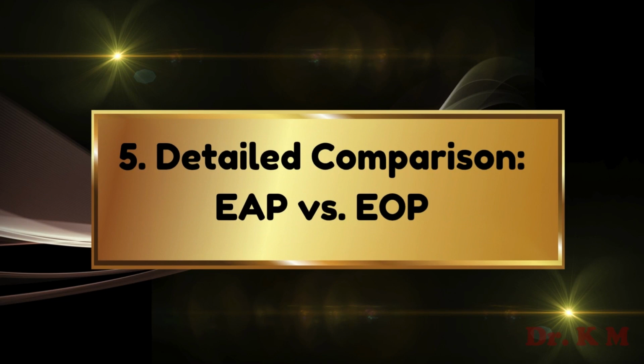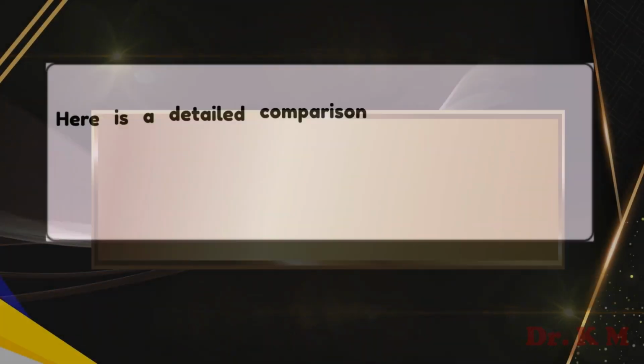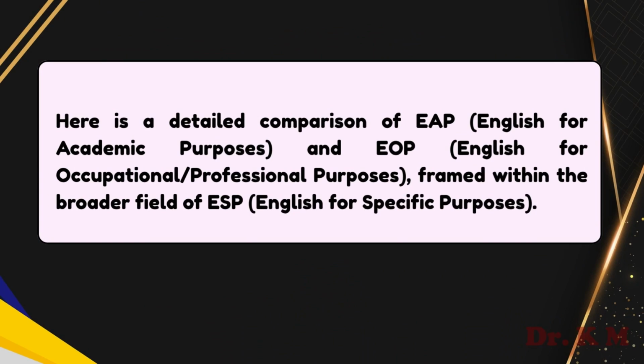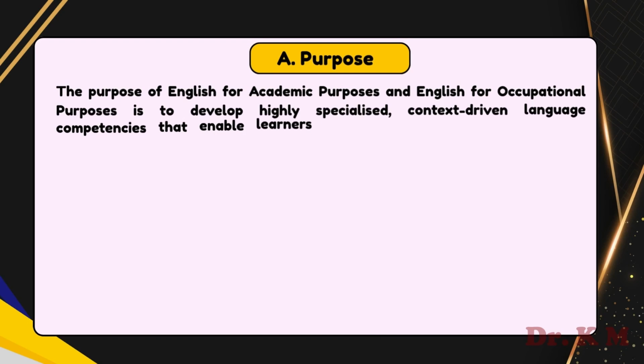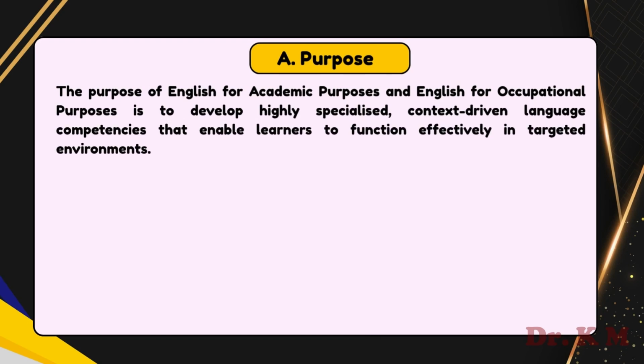5. Detailed comparison, English for Academic Purposes, EAP, versus English for Occupational Purposes, EOP. Here is a detailed comparison of English for Academic Purposes and English for Occupational, professional purposes, framed within the broader field of ESP, English for Specific Purposes. A. Purpose. The purpose of English for Academic Purposes and English for Occupational Purposes is to develop highly specialized, context-driven language competencies that enable learners to function effectively in targeted environments.